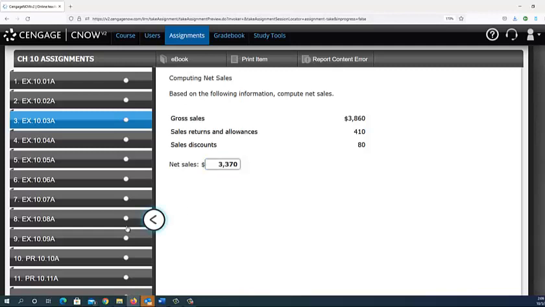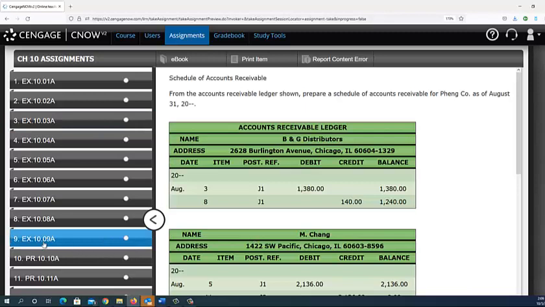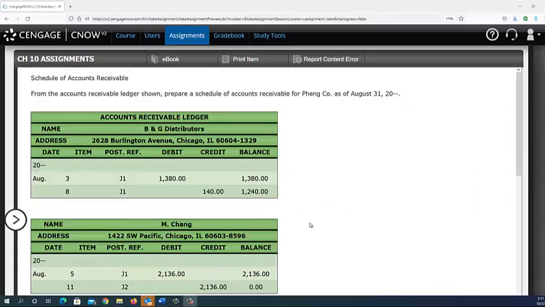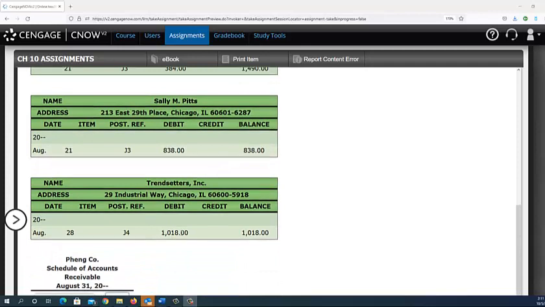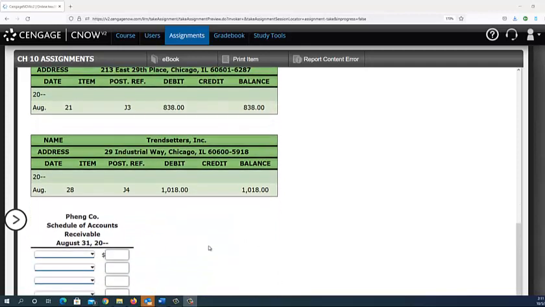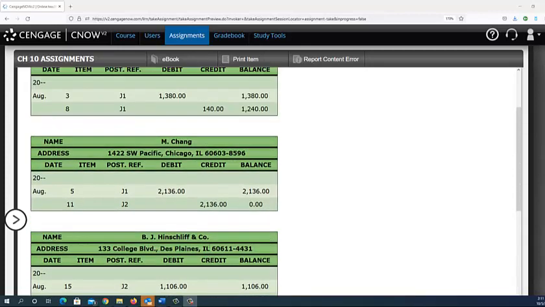So next I'd like to look at exercise 10.9. It's number 9 on the list. We are to prepare a schedule of accounts receivable for Fing Company as of August 31st. So we are given the accounts receivable ledger for the company where its customers are listed. And from this list, we're going to prepare a schedule of accounts receivable. It's pretty simple.